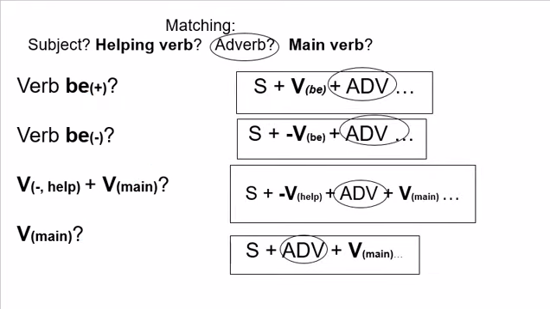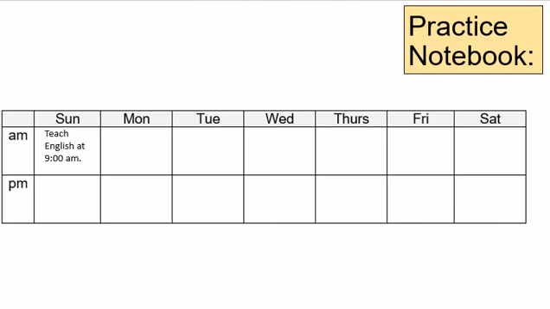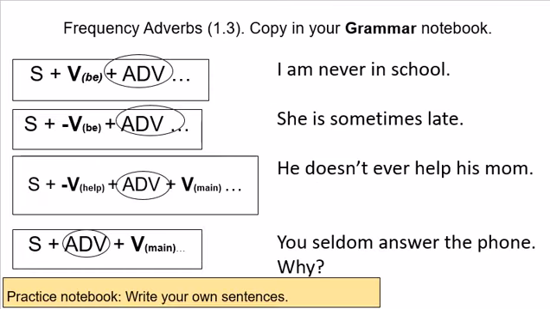So there we go. Those are the rules. And can you write an example sentence? Here's an example of the rules, and you can write in your practice notebook your own sentences for these four rules. Okay. All right. So you can pause the lecture now and do that. Okay. So check.